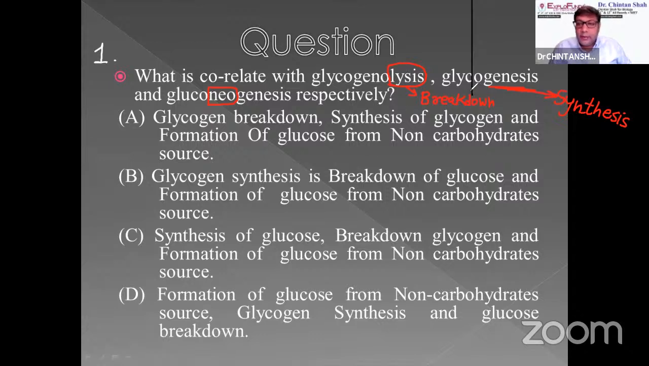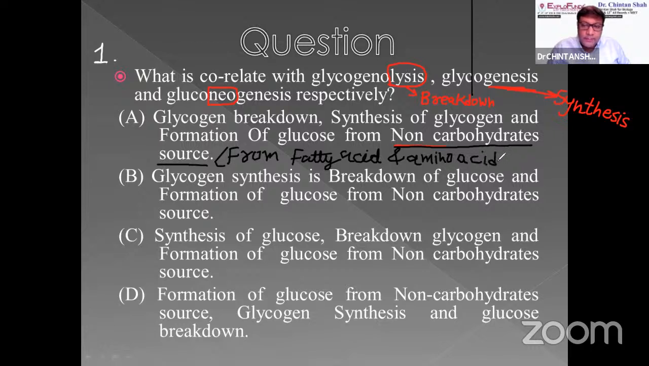Glycogenesis is the synthesis of glycogen, and gluconeogenesis is the formation of glucose from a non-carbohydrate source. Now you may ask, sir, what do you mean by non-carbohydrate source? It means that if glucose is formed from fatty acid or amino acid, then it is known as gluconeogenesis. So Anshi, you got the idea.